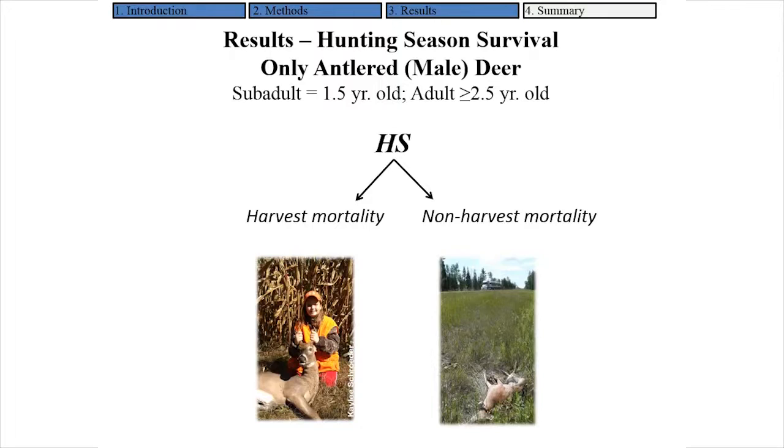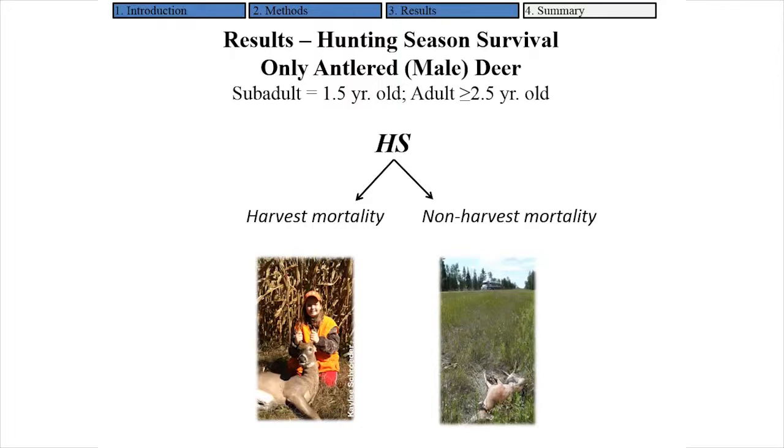Plus, for live deer, it becomes quite difficult to age them beyond 2.5 years old. So the big thing was, is our harvest age structure representative of the population? Because if that's the case, it's good for these population models. Alternatively, if hunters are targeting those big antlered bucks, there needs to be some correction to account for a bias in the harvest age structure.